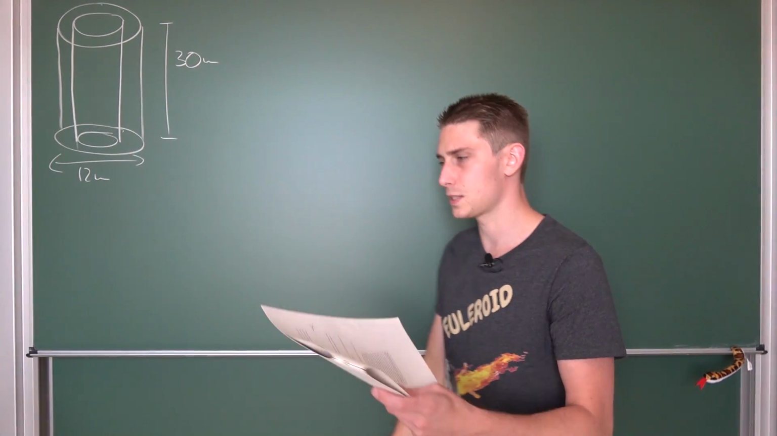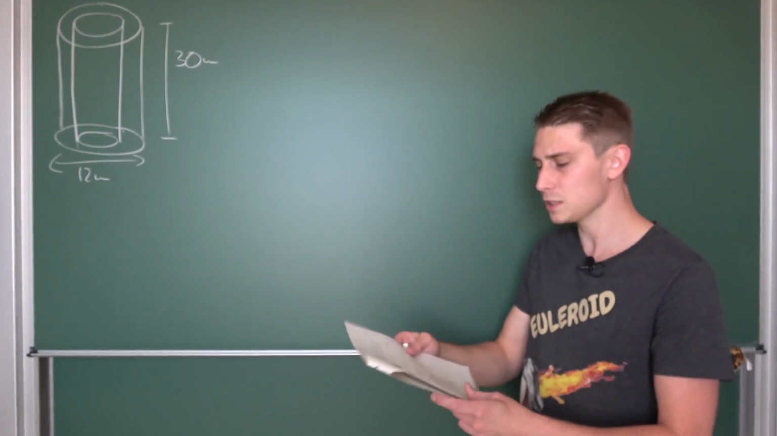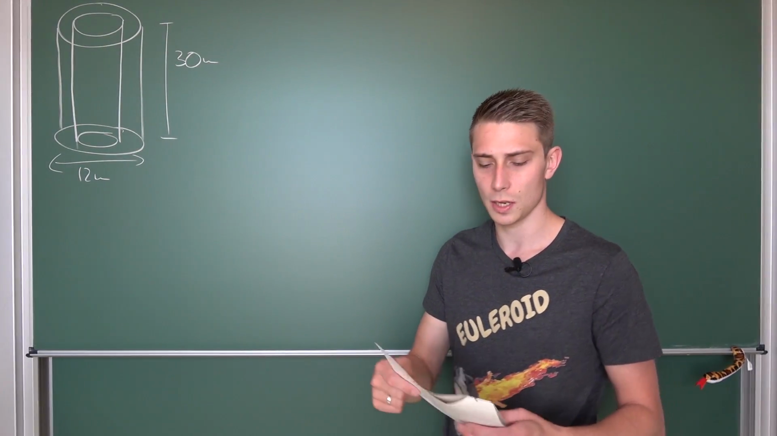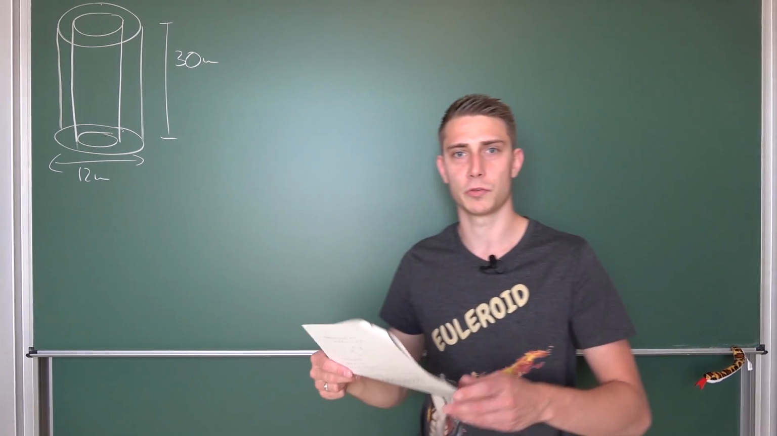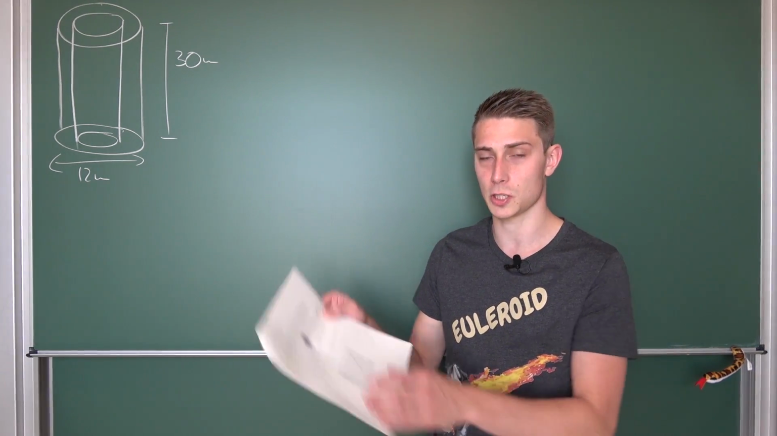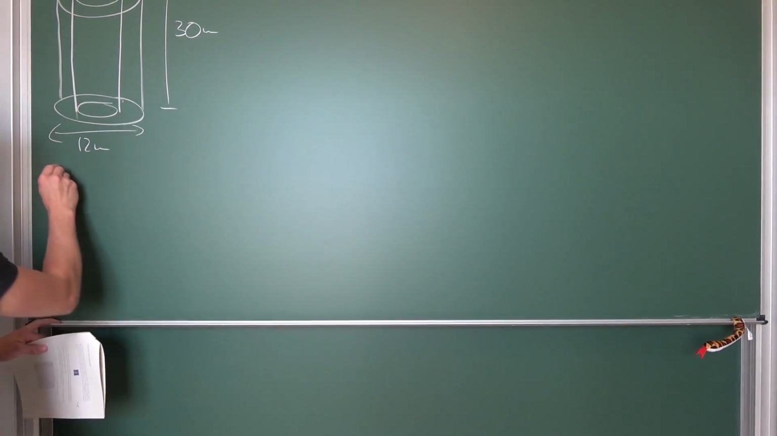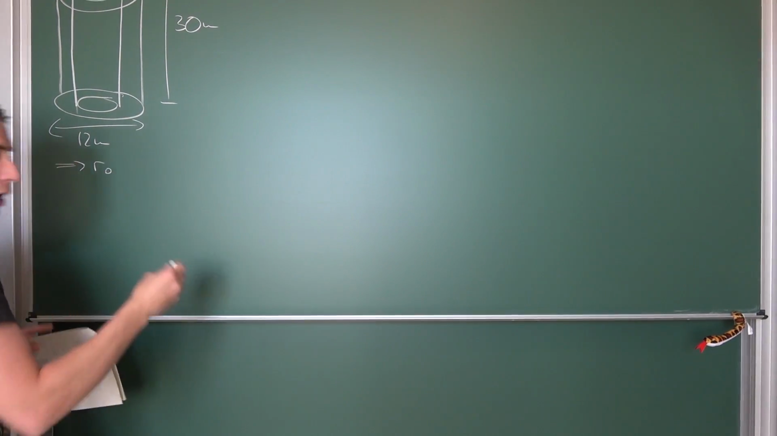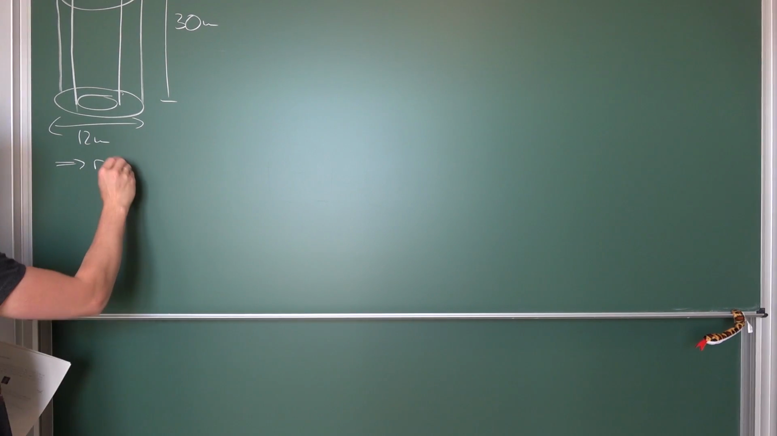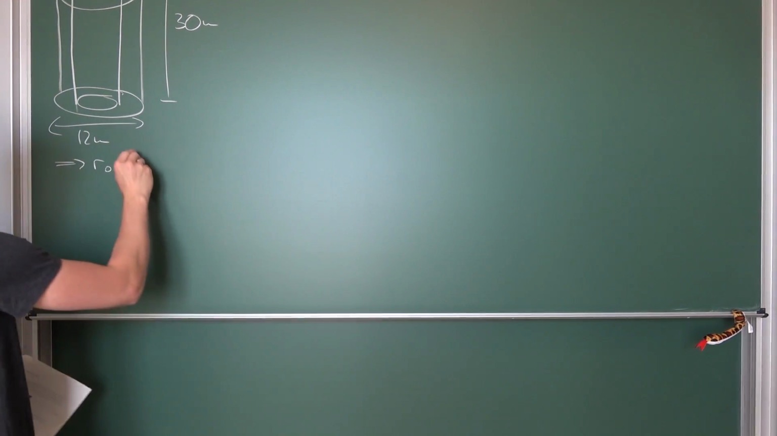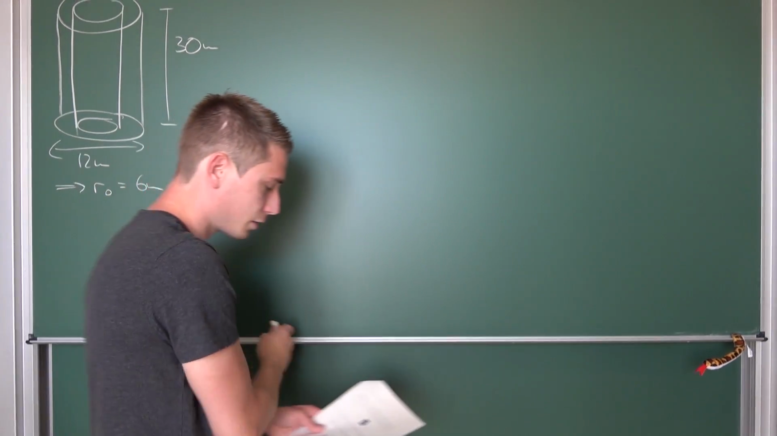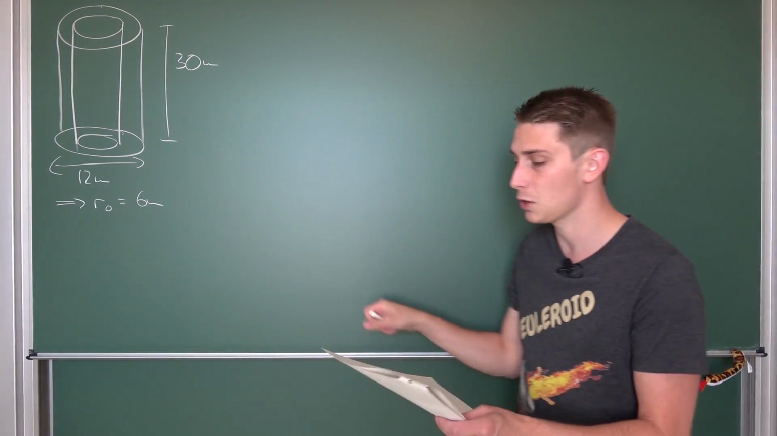Using the diameter is kind of counterproductive, because most formulas you will find in your lookup table are with respect to the radius. This is what you can make use of here. So we are going to convert the diameter into a radius, meaning the outer radius, R_O, I'm going to call it, is half of the diameter, meaning 6 meters. Okay, coolio. So we got some stuff ready already.